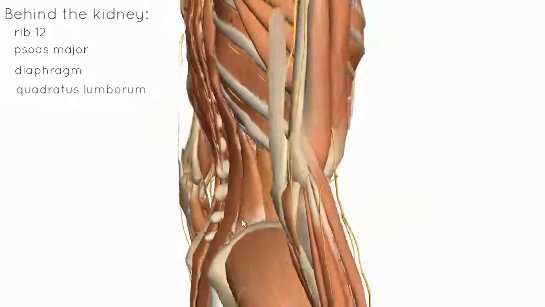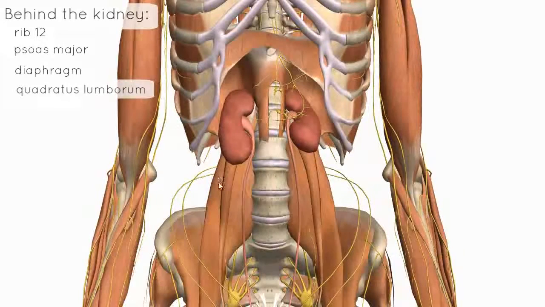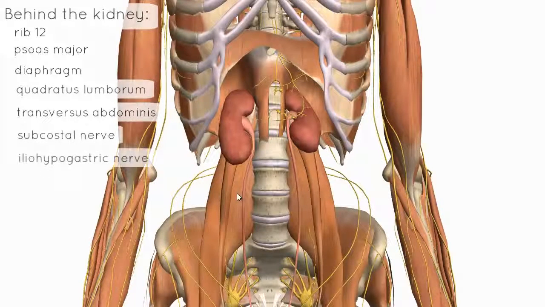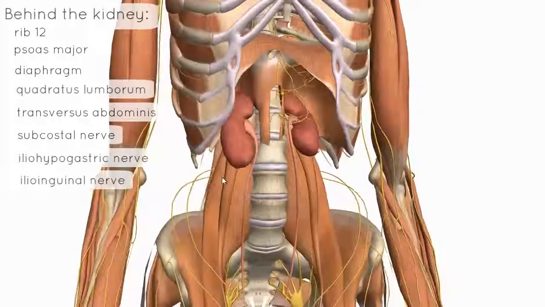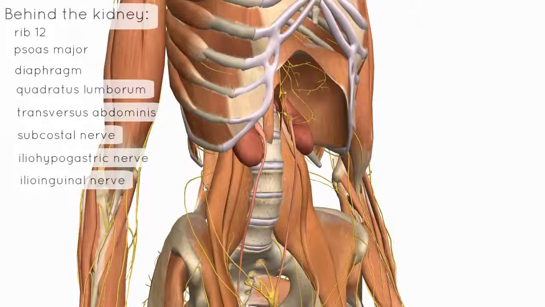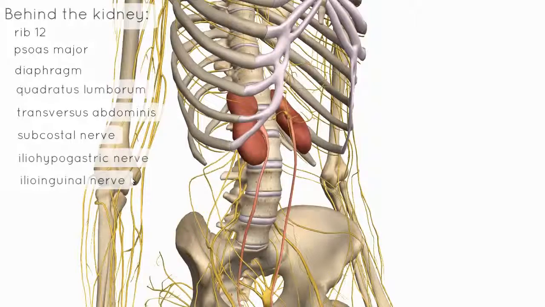If I rotate it around to the front, you can see that the quadratus lumborum is hidden because the psoas major is so big in this model. And then you've also got the transversus abdominis muscle, which is not shown in this model. And then you've got a couple of nerves. So you've got the subcostal nerve, the iliohypogastric nerve, and the ilioinguinal nerves. You can see the iliohypogastric and the ilioinguinal nerve here. So that's what lies behind both the kidneys.